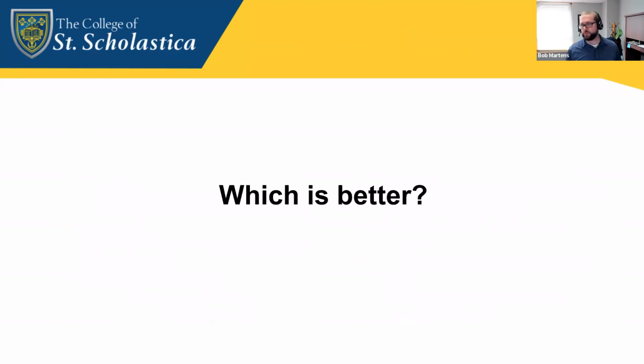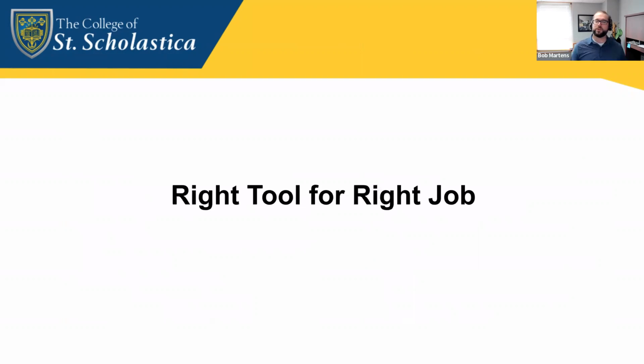So the question is, which one is better? And the answer is neither. Neither one of them is better. They're different. So both are better. And it really comes down to, you're asking to look at the right tool for the right job. And this goes for anything in computing, really.